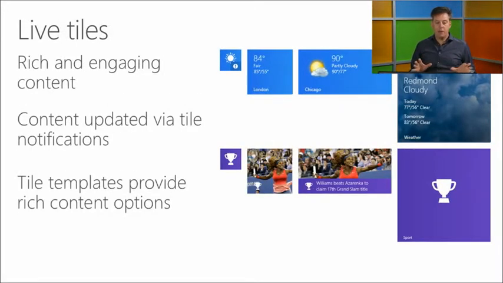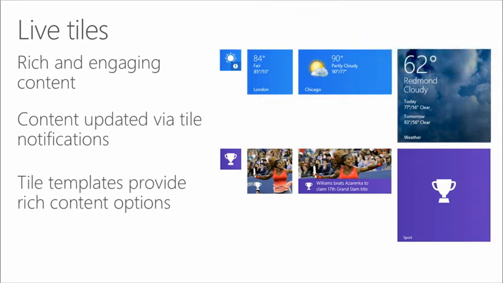Now, when you go to live tiles, you want to provide rich and engaging content. It's not only about just showing something because you can, but make it really feel alive for the user. So in this case with the weather app, you see that the small tile just says very small information about the temperature. If it's getting bigger, there's an icon there. If you go to the really large tile, it gives an impression of the weather and some more information there.